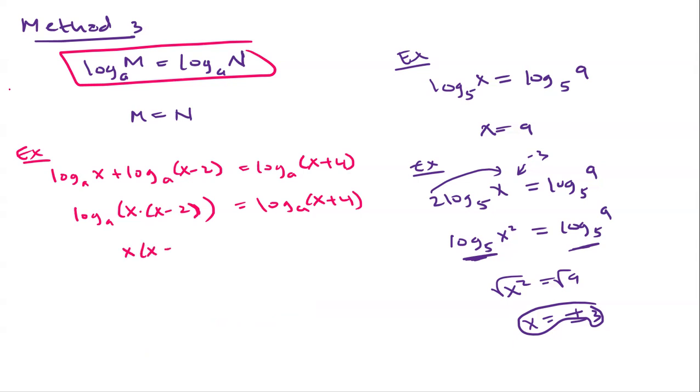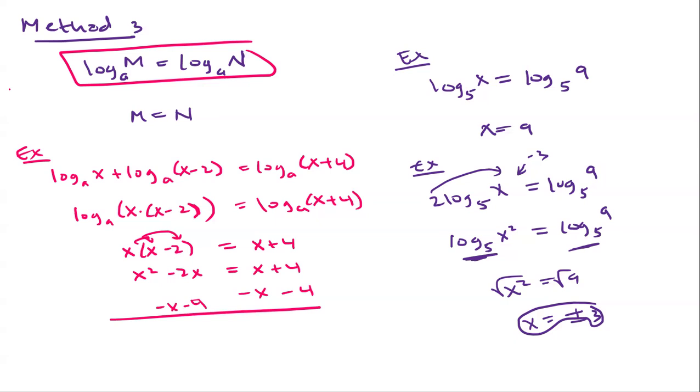So x times x minus 2 equals x plus 4. There we go. So that should be x squared minus 2x equals x plus 4. Now we can subtract x, subtract 4. All right, so that gives us x squared minus 3x minus 4 equals 0. Okay, much better.